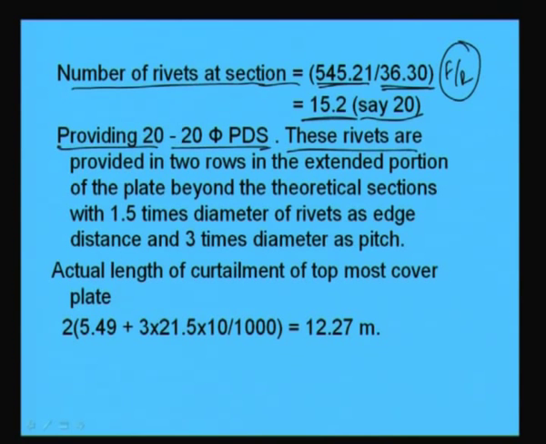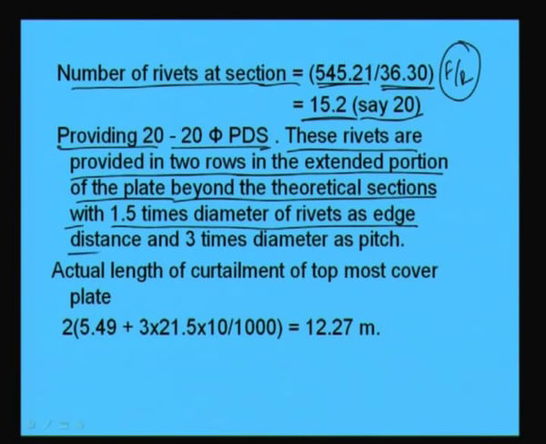So, these rivets are provided in 2 rows in the extended portion of the plate beyond the theoretical sections, with 1.5 times the diameter of rivets as edge distance and 3 times the diameter as pitch distance, right.